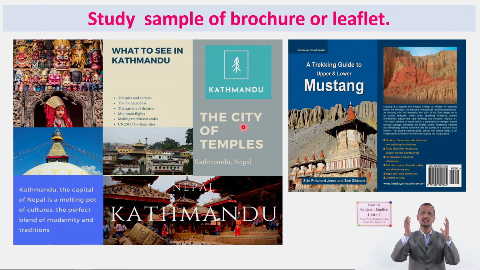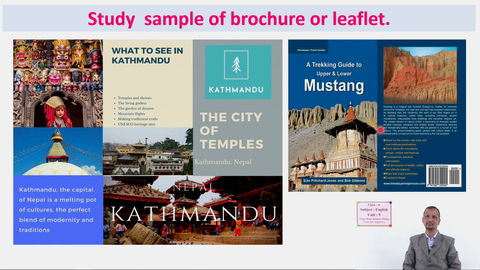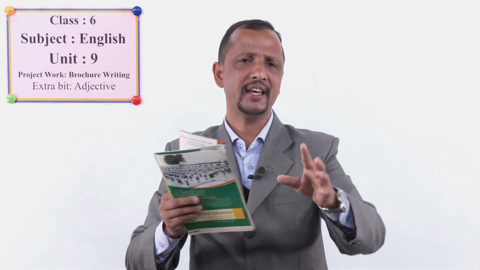What did you find by looking at this sample brochure or leaflet? Let's see minutely. Similarly, another brochure is here. What is here? A trekking guide to Upper or Lower Mustang. It's all about Mustang. That means this first brochure is about Kathmandu, right? And this is all about Mustang.